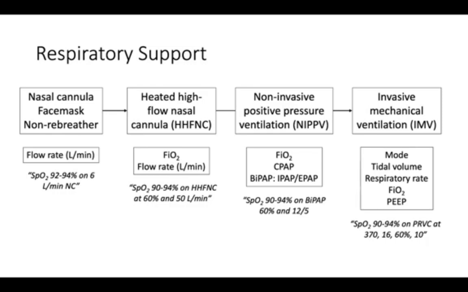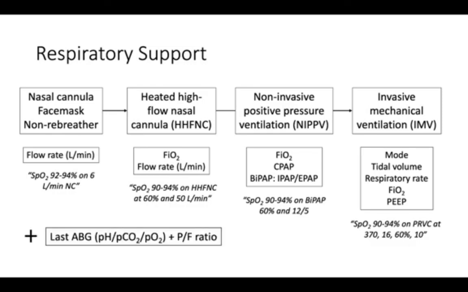After reporting the type of respiratory support and current settings, report the last ABG. When reporting an ABG, first report the pH, then the PCO2, and then the PO2. If relevant, for instance if a patient has ARDS, report the P to F ratio as well.